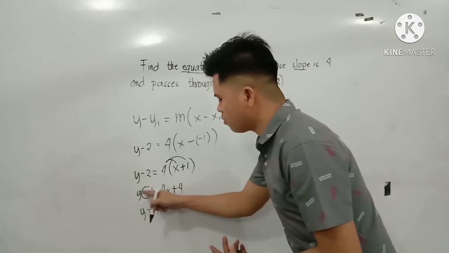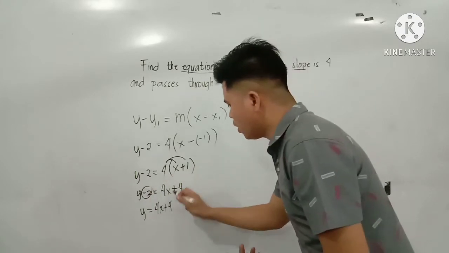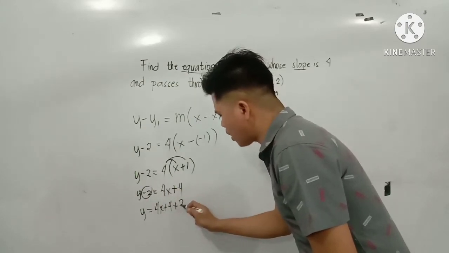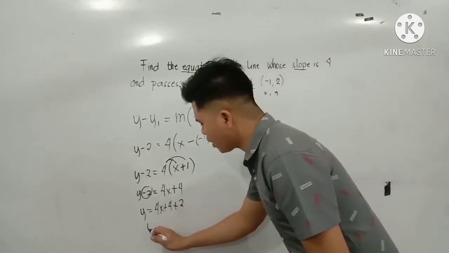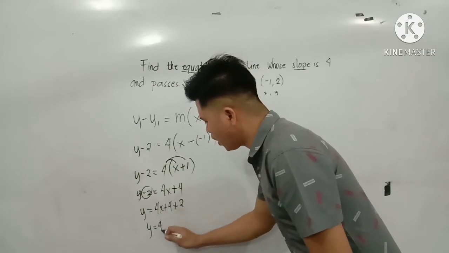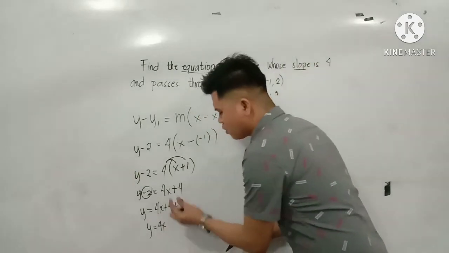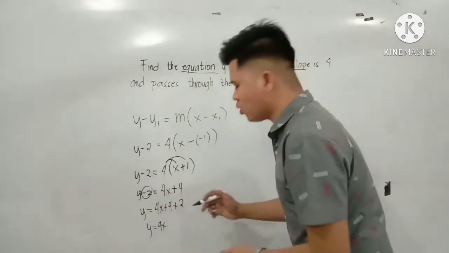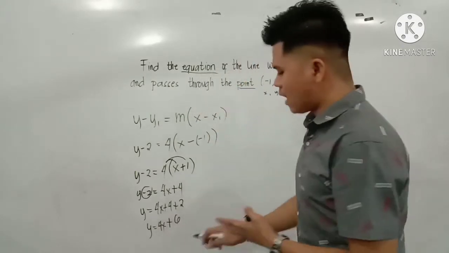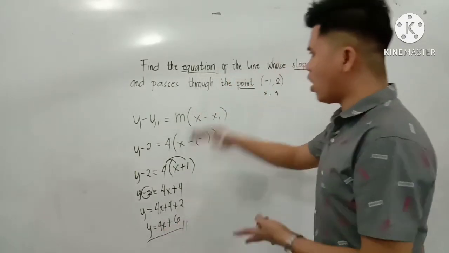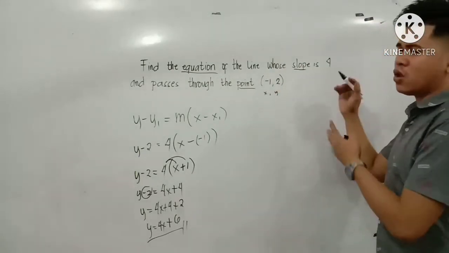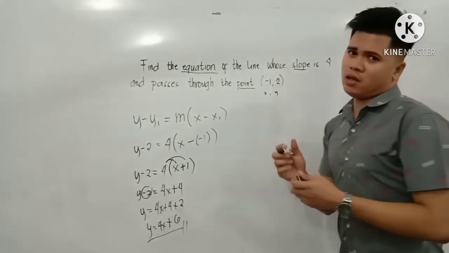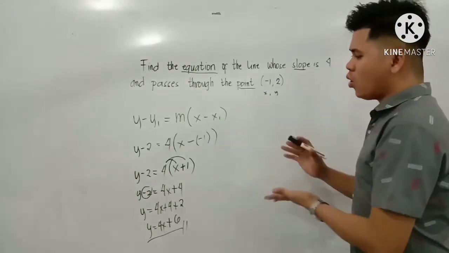Then this one, negative 2, we have to transpose this one, and once we transpose, we always change the sign. So from negative 2, it becomes now positive 2. Okay, then just copy again y, then copy this one 4x. Then we have two constants, so that means we have to combine them. So positive 4 plus positive 2 will give us positive 6. And this is the equation of the given line whose slope is 4 and passes through the point with the coordinates negative 1 and 2. So I hope this is clear.